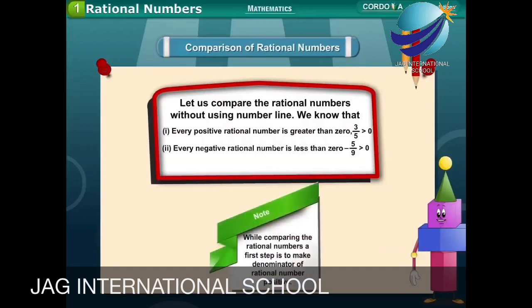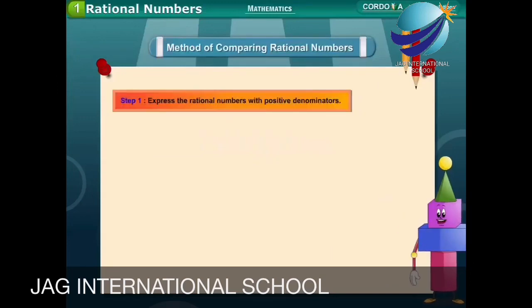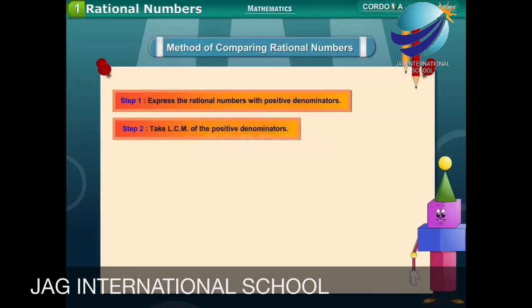Note, while comparing rational numbers, the first step is to make the denominator of the rational number positive. Method of comparing rational numbers. Step 1. Express the rational numbers with positive denominators. Step 2.